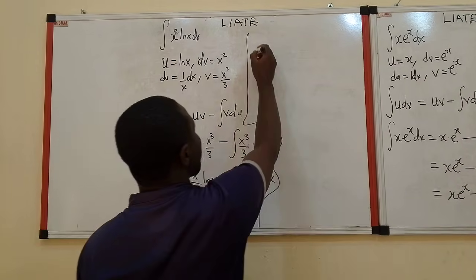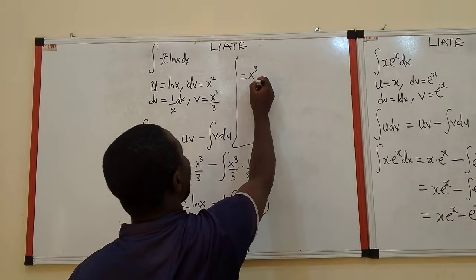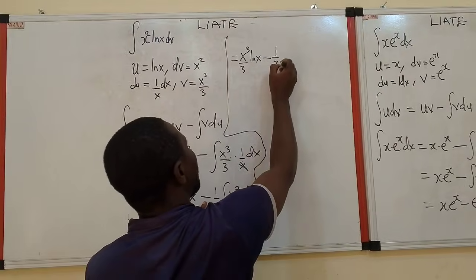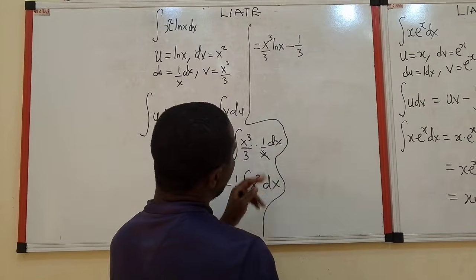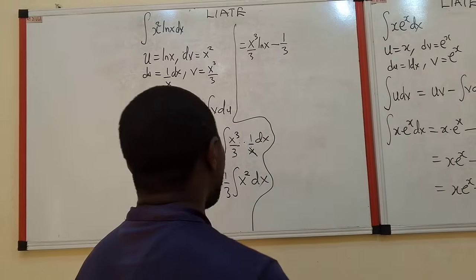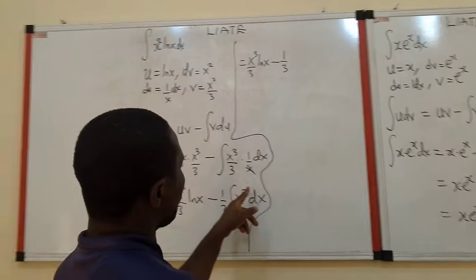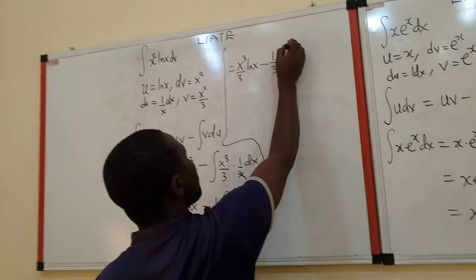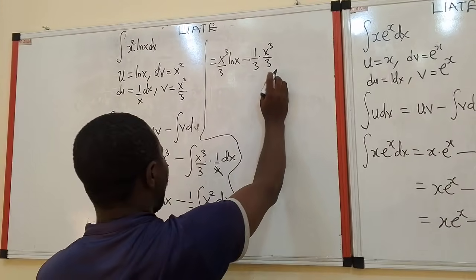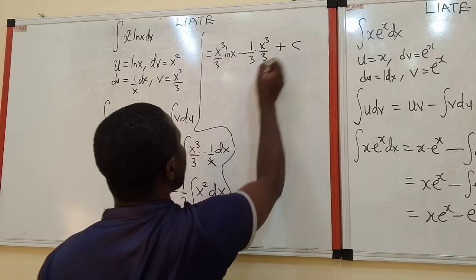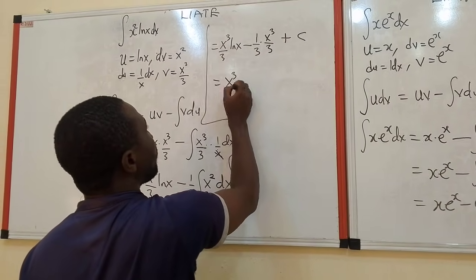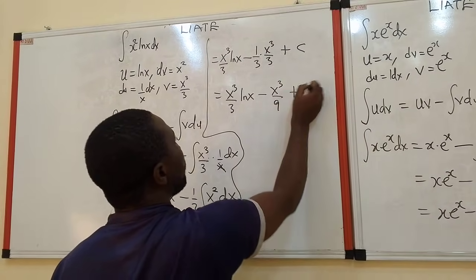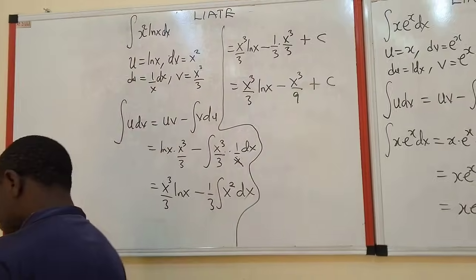Let me move upwards. This will now result in x raised to power 3 over 3 ln x minus 1 over 3. If I integrate x squared, what will I get? If you are integrating x squared, yes, we are going to add 1 to the power, then divide by the new power. So that will give 1 over 3 times x raised to power 3 over 3. After I've integrated it, I will now add my constant plus c. So my final answer is x raised to power 3 over 3 ln x minus x raised to power 3 over 9 plus c. That's the final answer.